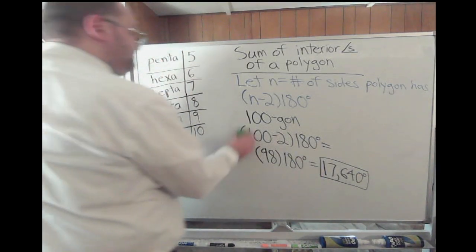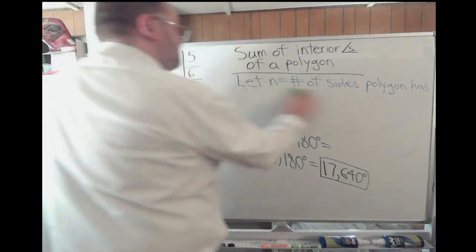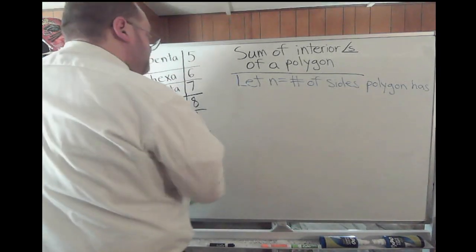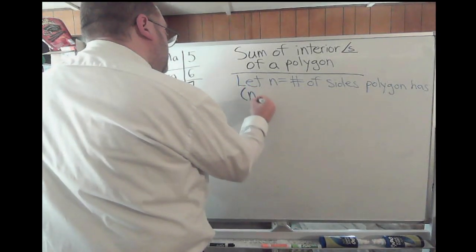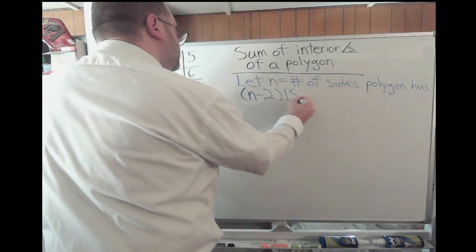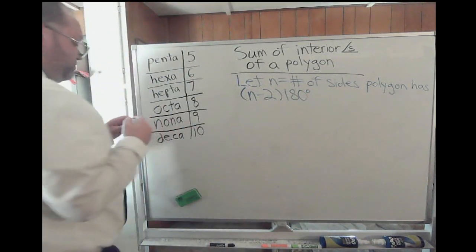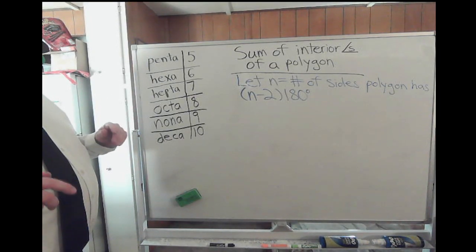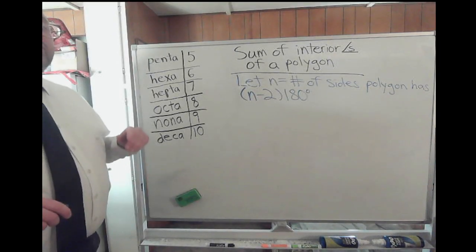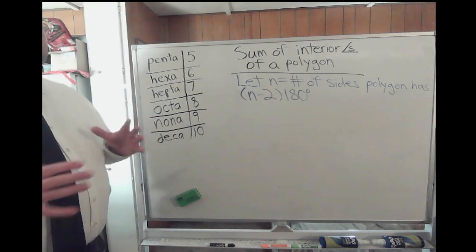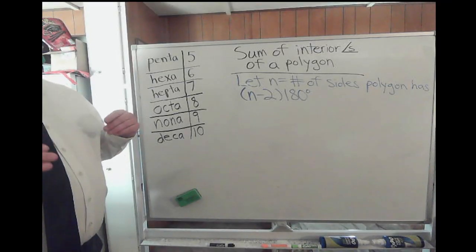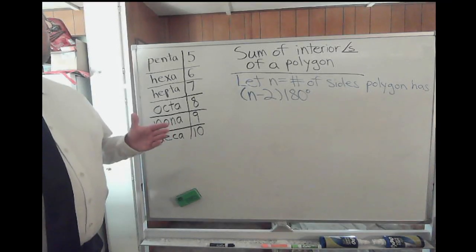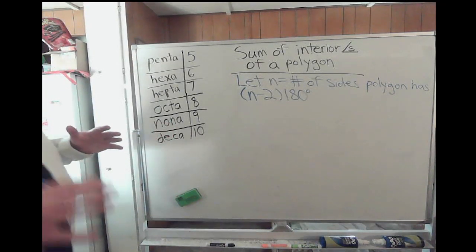Alright, now, I had n minus 2 times 180. I should probably keep that up there, because what we're going to do next is deal only with regular polygons. We're going to find the measure of each angle of a regular polygon. If you remember when we talked about regular polygons, that means they're equilateral, meaning that all the sides are congruent to each other. That also means they're equiangular, meaning the angles are all equal to each other.